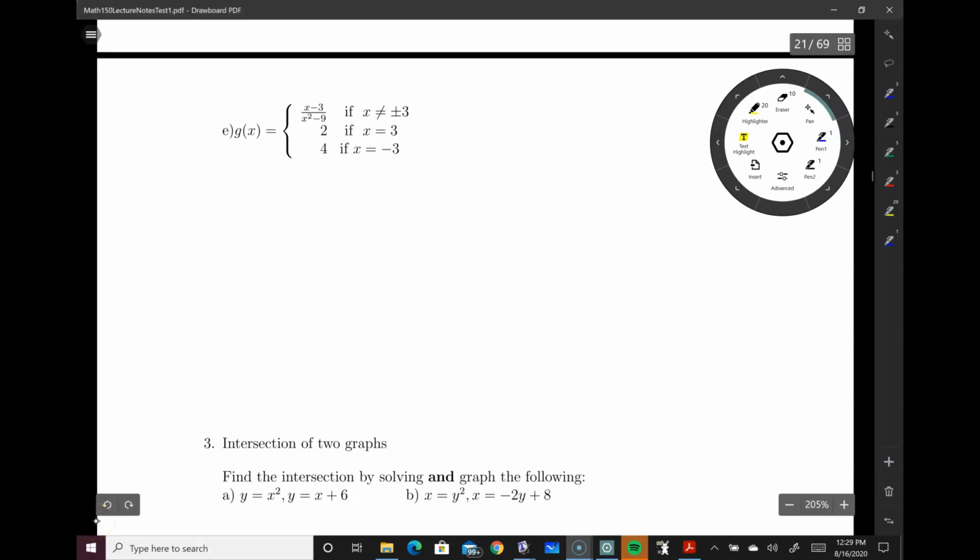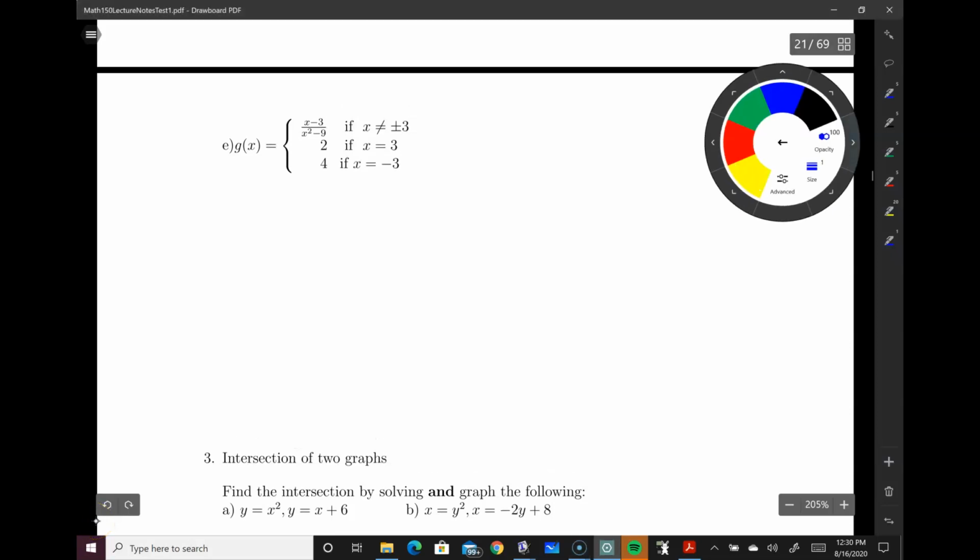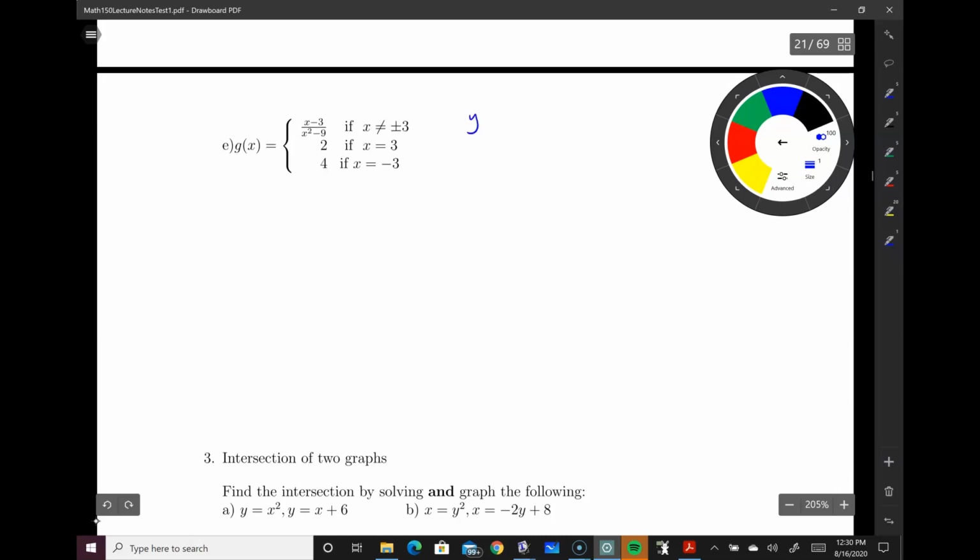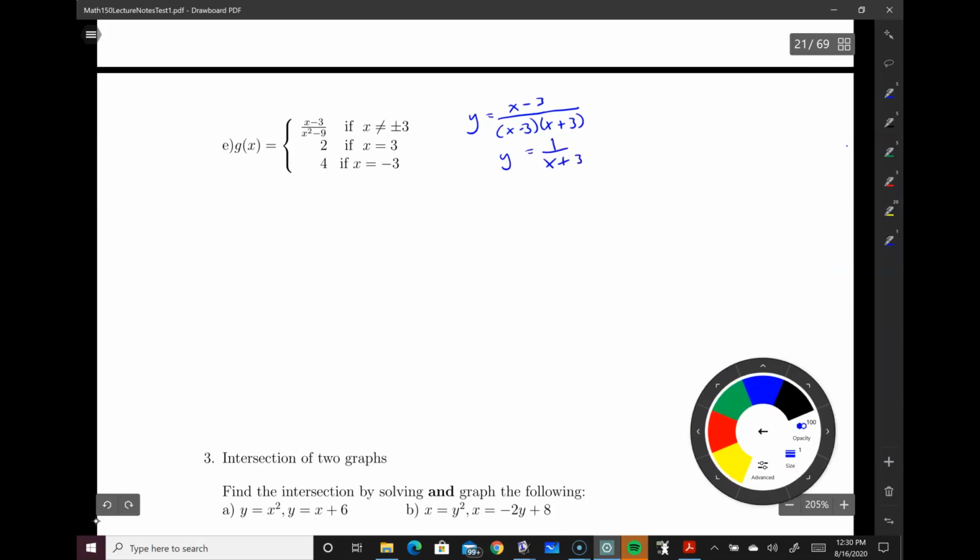All right, so let's look at this one. So, if I'm looking at x minus 3, I'm going to factor the denominator out so I don't do too much in my head and make mistakes. So those x minus 3's cancel. So this is the same thing as saying 1 over x plus 3, where x minus 3 cannot be 0, so that means x cannot equal 3.